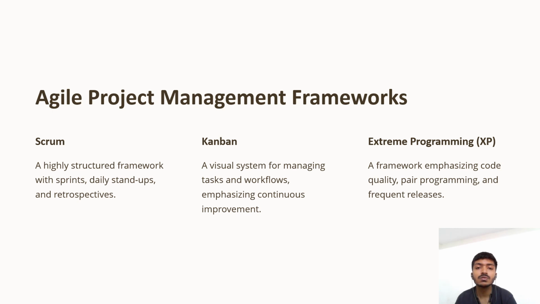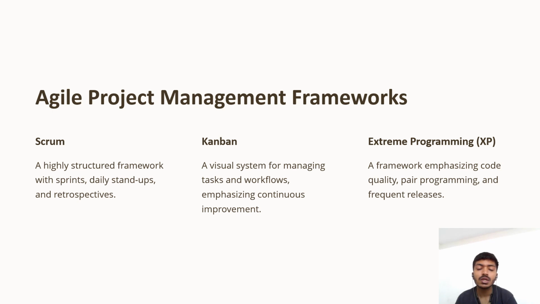It structures work in fixed-length iterations called sprints. They usually last 2 to 4 weeks, and the key components of Scrum include sprint planning, then daily stand-up, then sprint review, and then sprint retrospective.